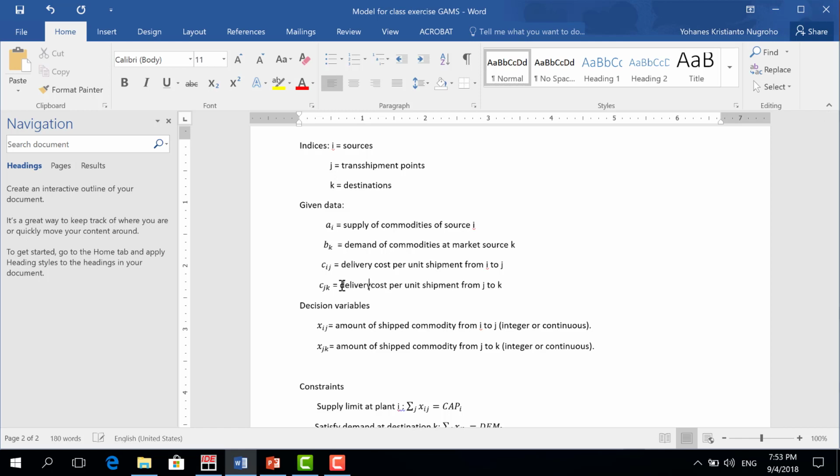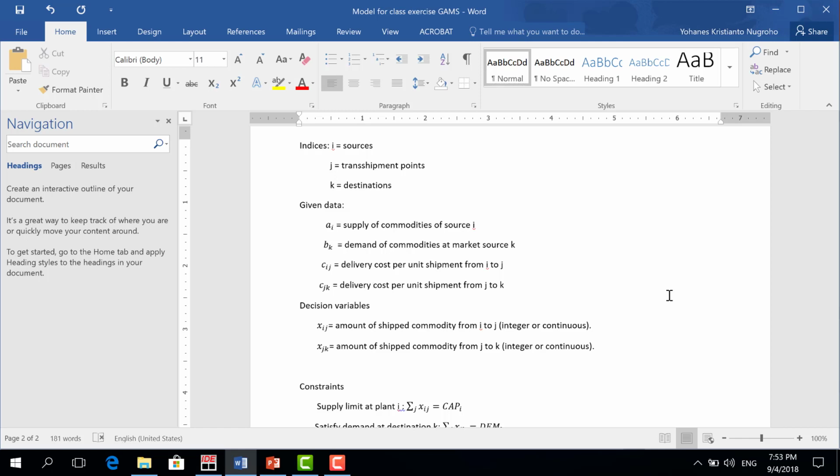So it's very clear that it is not production cost or inventory cost. It is exactly delivery cost. We don't consider inventory or production here. Of course, we could develop the model further, but at this point, just assume this is delivery cost.